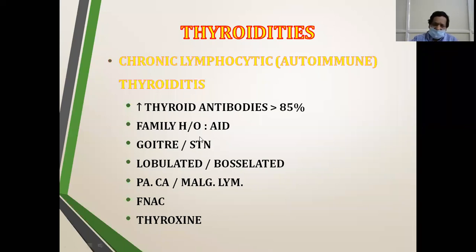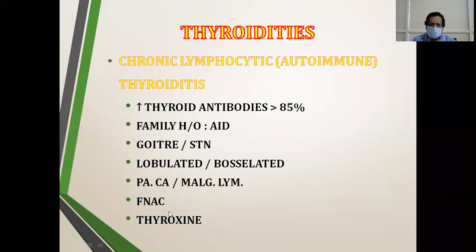Family history is present, and it may present as a goiter or rarely as a solitary thyroid nodule. This is one of the differential diagnoses in a case of solitary thyroid. Rarely a thyroiditis may present as an STM, and it may be lobulated. In this chronic lymphocytic autoimmune thyroiditis, there is increased incidence of papillary carcinoma or malignant lymphoma.